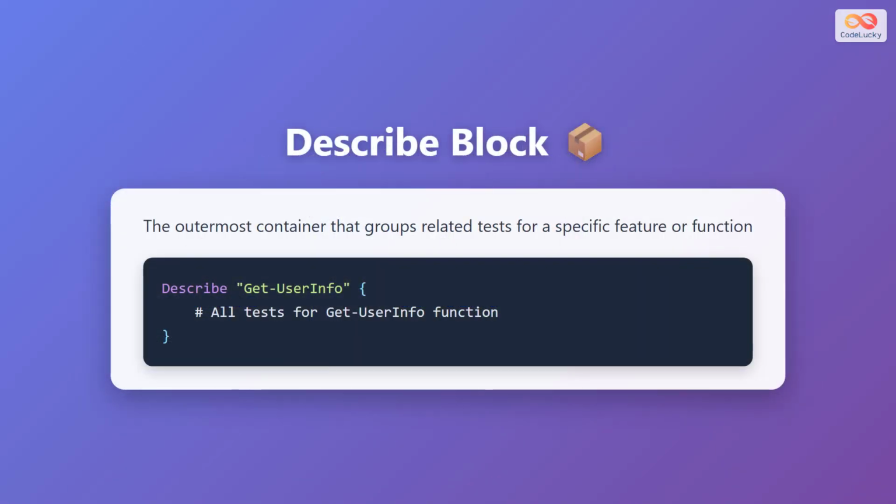The describe block is the outermost container in your test file. It groups all related tests for a specific feature, function, or module. In this example, we have a describe block for a function called getUserInfo. Everything related to testing this function goes inside this block. The describe block takes a string parameter that describes what you're testing, making it easy to identify which component is being validated. This is where you organize all your test scenarios for a particular piece of functionality.